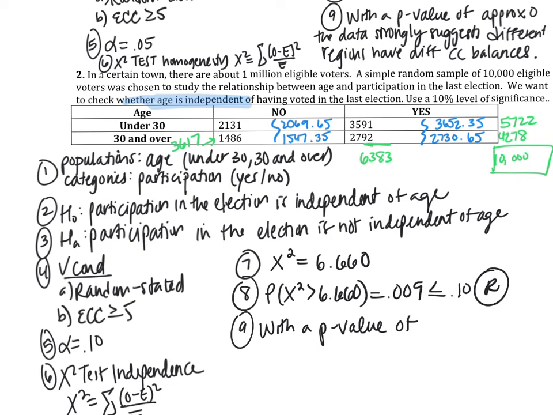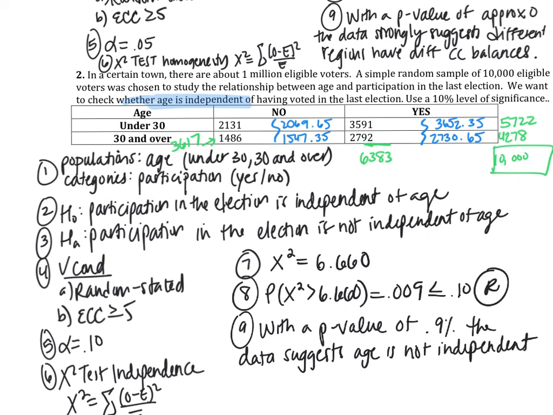So with a p-value of 0.9%, the data suggests we reject the null and that age is not independent of participation in the election, or age is associated with participation in the election.